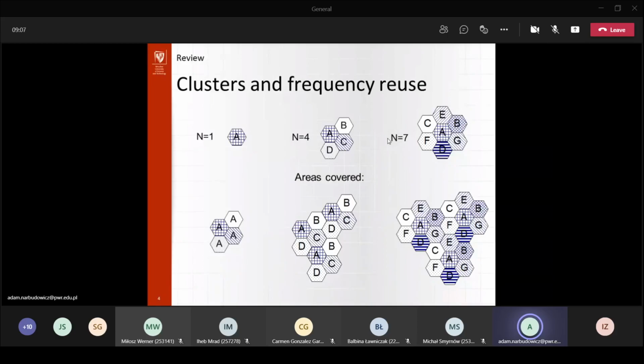The larger clusters, larger cluster numbers within the same bandwidth, with the same frequency allocated, larger clusters prevent interference, right? But it also reduces the amount of users that you can serve, simply because the same resources are used to cover a larger area.